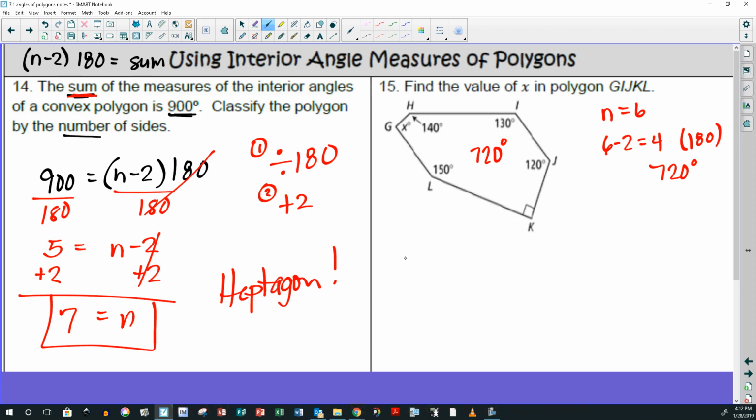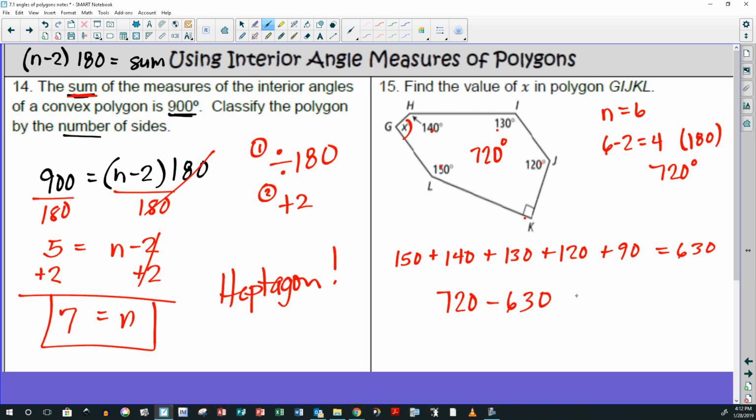So now, I know that if I add all these together, 150 plus 140 plus 130 plus 120 plus 90 equals 630. So these 5 angles have to add up to 630. Well, I need to find this one. I know that all together it should add up to 720. So if I subtract what I know, that gives me 90 degrees, which means x is 90.